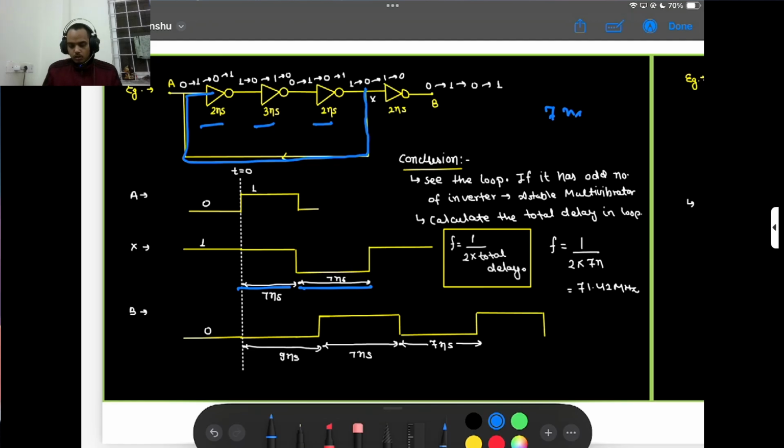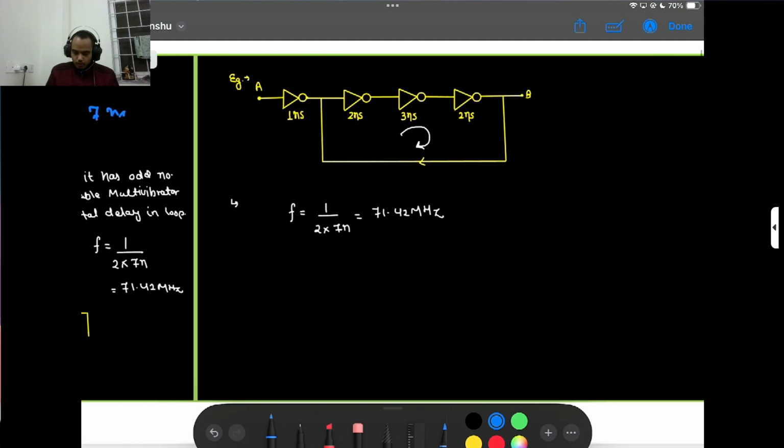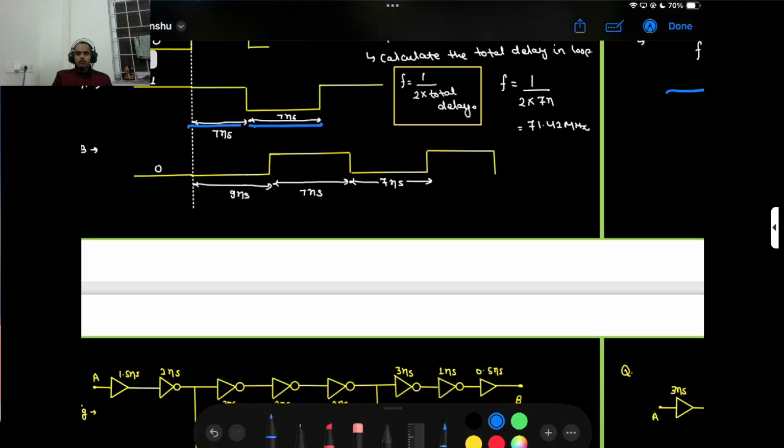So this is the logic, but sometimes others count this 2 nanoseconds also. But we are not taking the input from here, we are taking the input from here. So it's a point to remember. We just count this 3 NOT gate delay, and that is 7. After 7 nanoseconds it changes and it looks like an astable multivibrator again. The frequency is F equal to 1 by 2 into 7 nanoseconds, that is 71.42 megahertz.